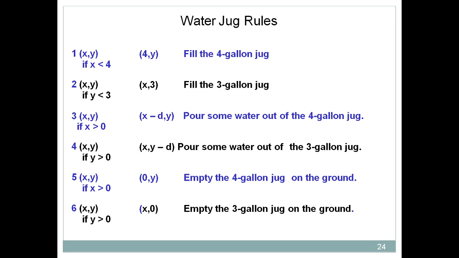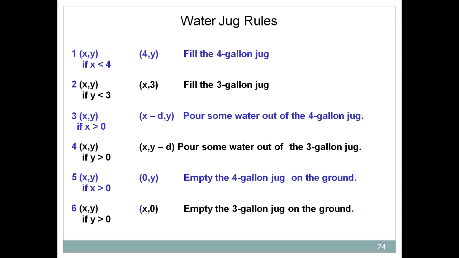So similarly, in case of water jug problem, what are the different possibilities there? And that possibility will represent the rules. Those rules you have to specify on your own. Okay, there is no thumb rule. But in this case, you need to specify all the possible directions.